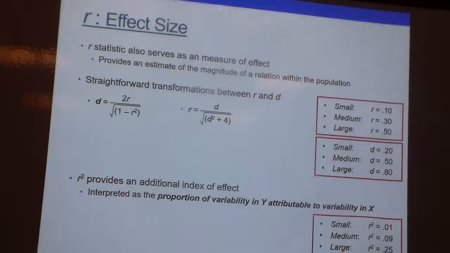So if you run a t-test between gender on some outcome and you run a correlation on it, the p-values will be identical. If they're not, you've done something wrong in terms of calculating those things. Okay. Questions on any of this?